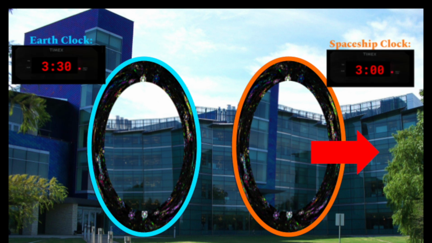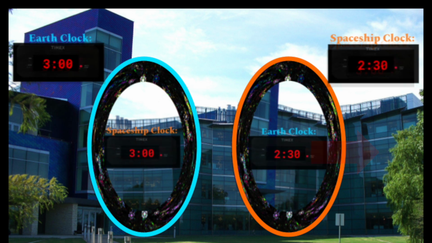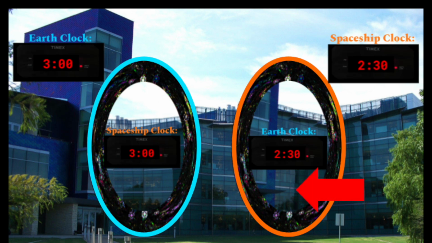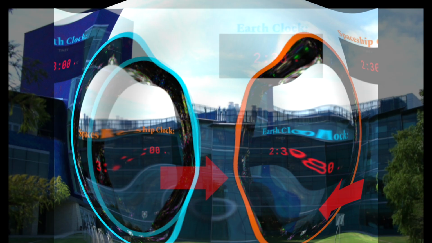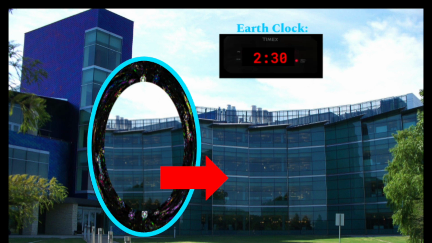For time travel into the past, you would want to go through the wormhole that was brought on the spaceship. It would be like a window into an Earth that has experienced the same amount of time as that spaceship. So for us on Earth, we can look through that wormhole mouth and see that the Earth clock reads half an hour behind. Now we can walk through it, and we are traveling back in time 30 minutes.